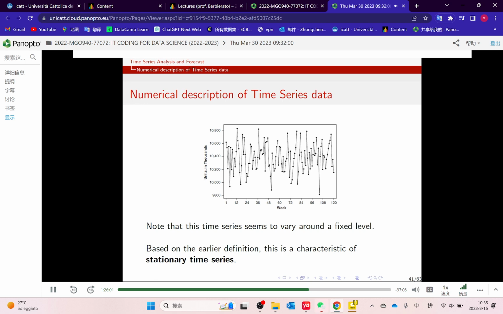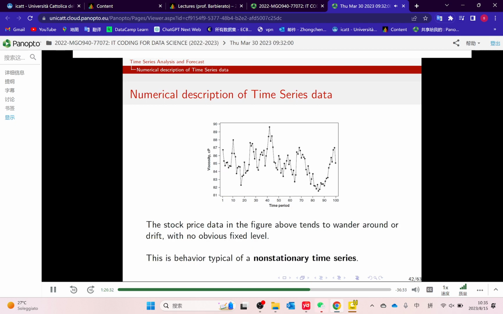I was saying that visual inspection is the first thing you do, but since a visual inspection is subjective, you also need analytical methods to determine if your time series is stationary, or at least if there is enough evidence to say that it is stationary. So you might also run hypothesis tests in this sense. We will not see them today. You will see them in the class on time series.